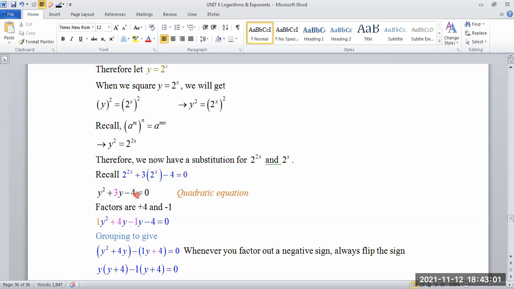I need two numbers that, when multiplied together, will give me negative 4, but when added will give me a positive 3. And those two numbers are 4 and negative 1. So how do you know that? When I multiply positive 4 by negative 1, I get negative 4. Check. When I add positive 4 to negative 1, I get positive 3. Check. So I know I'm right.